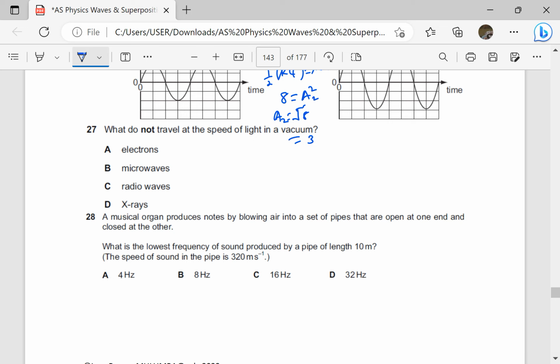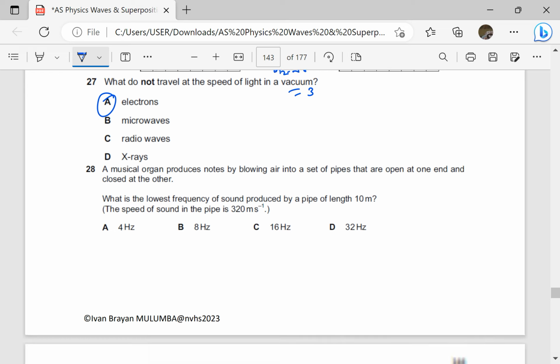What do not travel at the speed of light in a vacuum? Electrons, microwaves, radio waves, X-rays. So that is electrons. The rest are electromagnetic waves, so they travel at the speed of light in a vacuum.